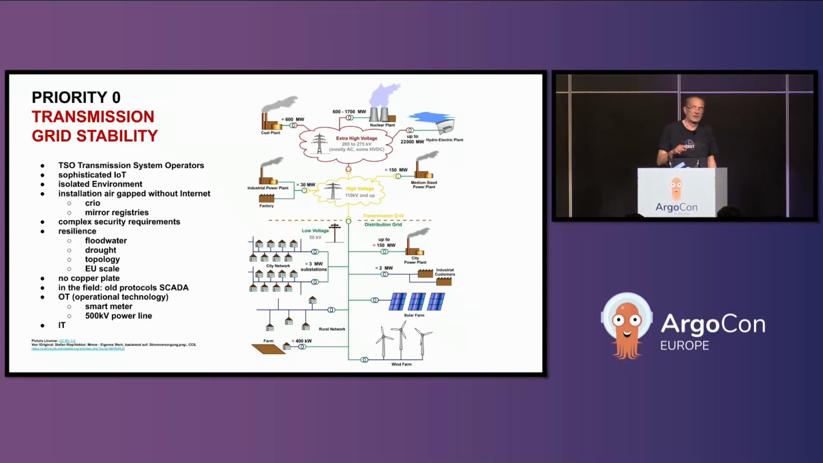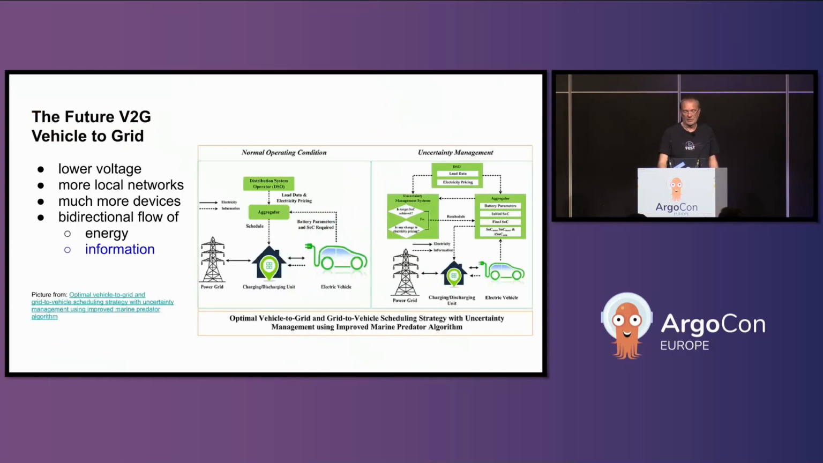Very often it's assumed the transmission grid is just a copper plate. No, this is not the case. We have to include every transmission line and have to do it really carefully with very old protocols, SCADA from the 90s. It has a lot of operational technologies. In the future, there will be smart meters, and the highest voltage at the moment is 500 kilovolt. And a lot of IT is involved, of course. The future will be even more complex.